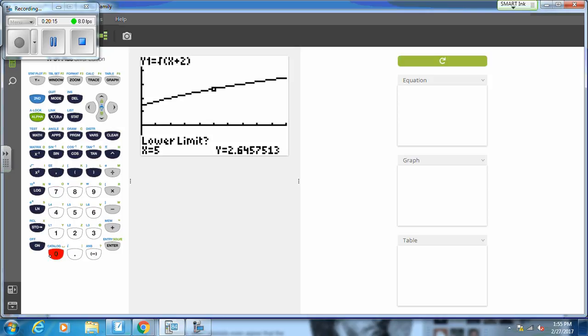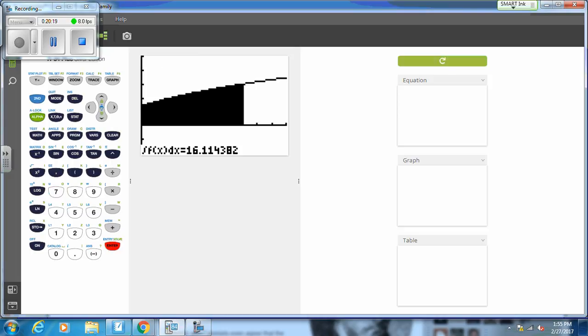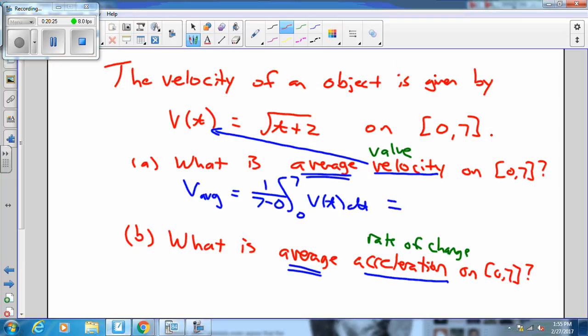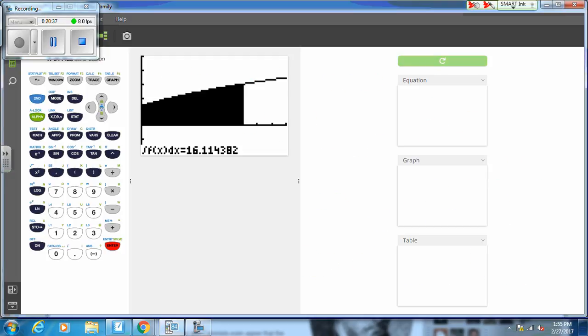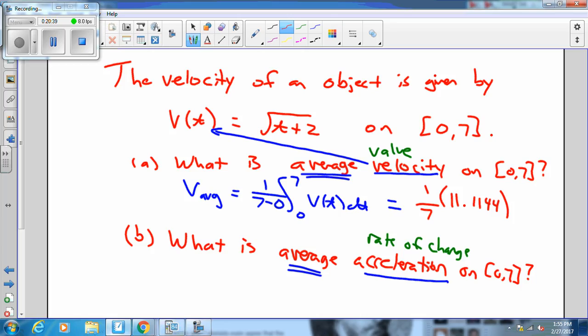Okay, let's get that integral going. 0 to 7. Think shade. 11.1144. Is that what you got? It's 16.1. Oh yeah, you're right. You completely read that wrong.